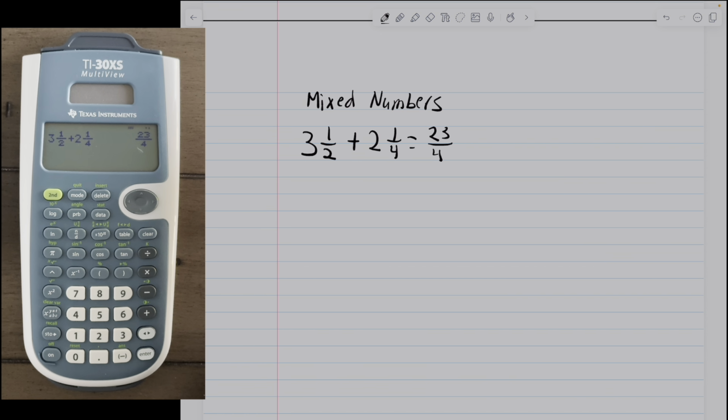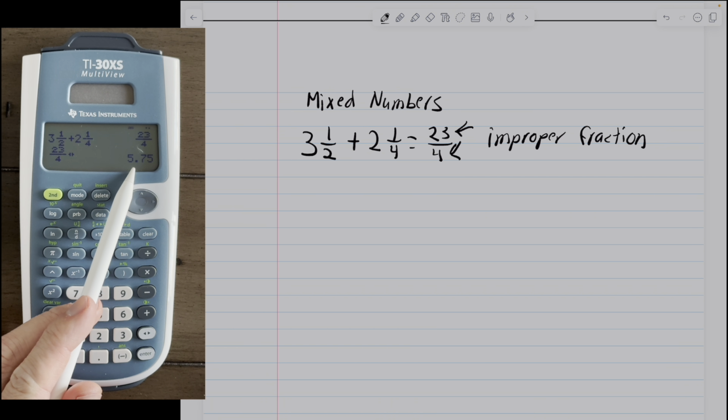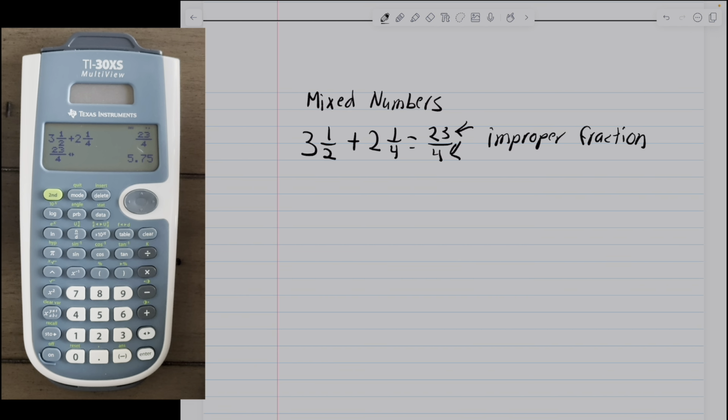When you have a fraction where the numerator is bigger than the denominator, that's called an improper fraction. Okay? So, there are a couple ways to make this proper. First, you could hit what I call this toggle button. It's these 2 arrows. When you hit that, you get a decimal answer. So, know on the test that 23 over 4 is a correct answer. 5.75 is a correct answer.